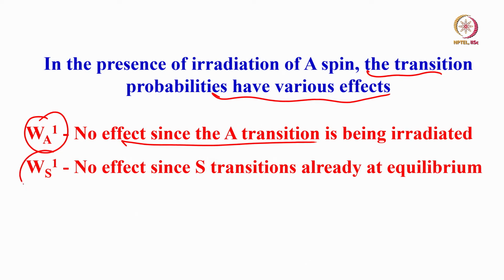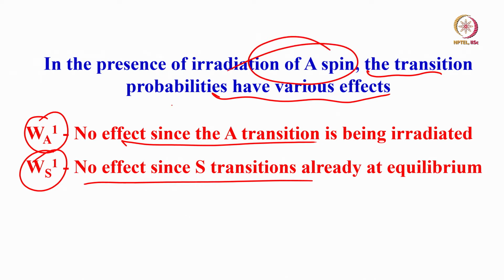On the other hand, we observed that no effect is seen because the S transition is already at equilibrium. So, there are two possibilities we can think of, two probabilities. They have different effects. When I irradiate one of the spins, remember, when I irradiate the A spin, it has no effect because it is in a saturated state, and W1S is already at equilibrium, so no effect.